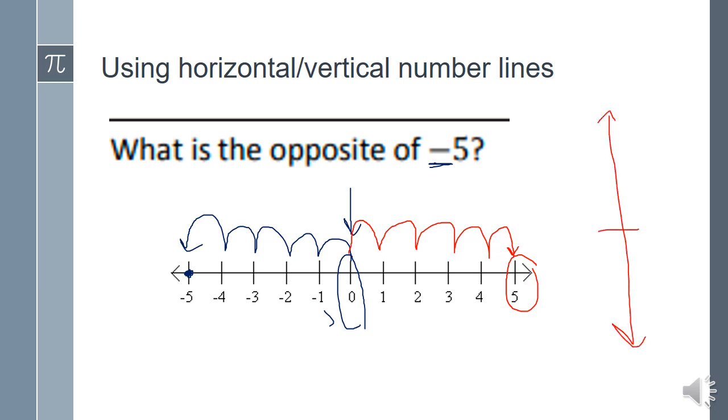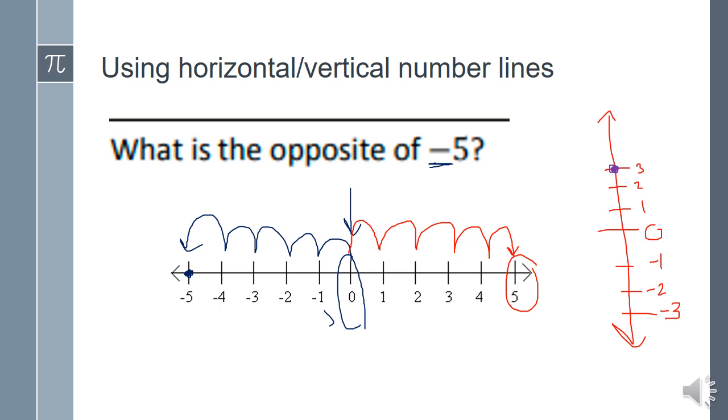If I was asking you, what is the opposite of positive 3? You can go ahead and plot your 3. Or even if they were asking you to plot positive 3 and its opposite, obviously it would be 3. You know it's negative 3.